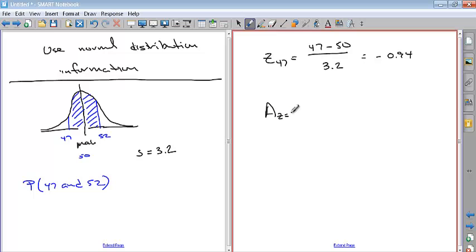and there's going to be an area associated with that z, and we're going to use the positive version because our table is only for positive z. And then you have 52, so you have 52 minus 50 over 3.2. Again, 50 is the mean, this is the standard deviation, so you get 52 minus 50, which is 2, divided by 3.2, which gives you 0.63. Now I'm rounding to 2 decimals because that's what the table does. That's as close as it gets.